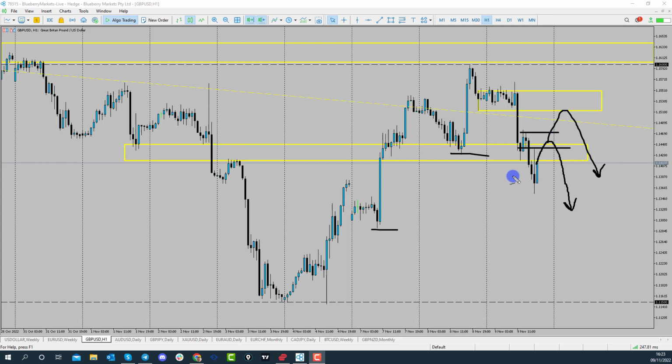Because you've got this kind of area here where sellers have pushed price down, making that new low on the hourly time frame, or you've got this area here where price consolidates and then sellers really get involved and push price to the downside. So either area there could see sellers re-enter the market and push prices even lower. So that's my theory there on pound US dollar.